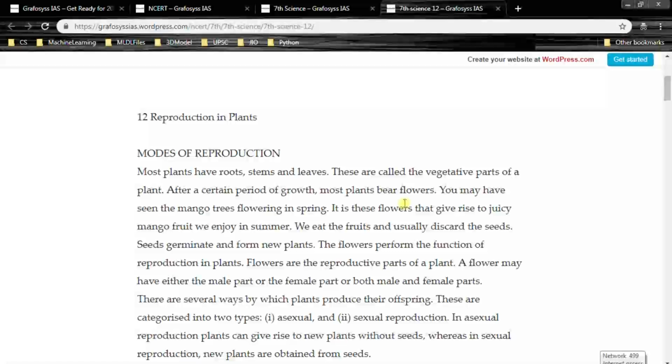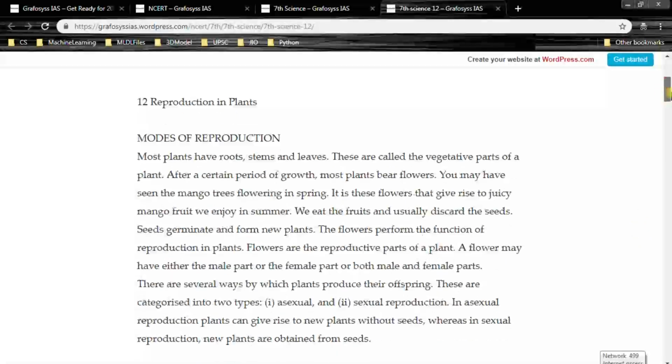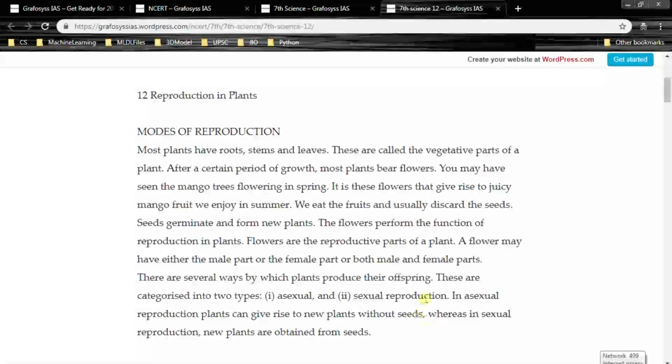There are several ways by which plants produce their offspring. These are categorized into two types: asexual and sexual reproduction. In asexual reproduction, plants can give rise to new plants without seeds, whereas in sexual reproduction, new plants are obtained from seeds. So these are the things you have to remember.